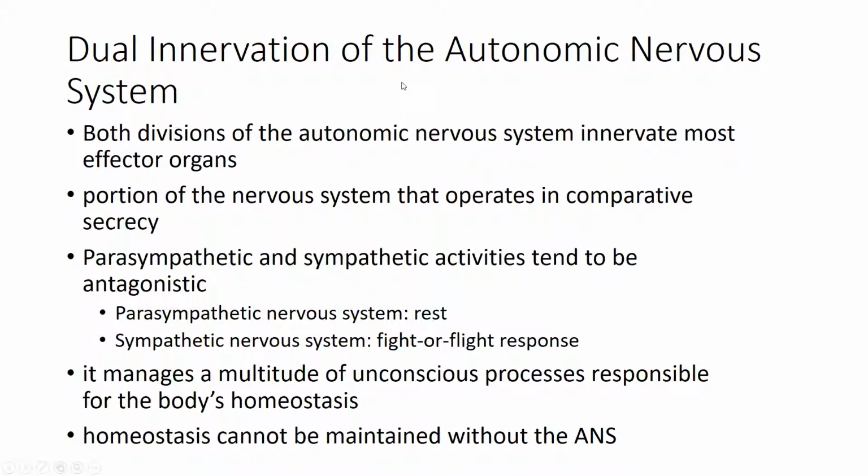The dual innervation of the autonomic nervous system. We cannot have homeostasis without both of these influences. Think about your heart. If the sympathetic system took over, your heart rate would skyrocket, right? If we didn't have the parasympathetic system, that would be a disaster in terms of homeostasis. But because we have both of those divisions of the nervous system balancing each other out, we can effectively bring about homeostasis.